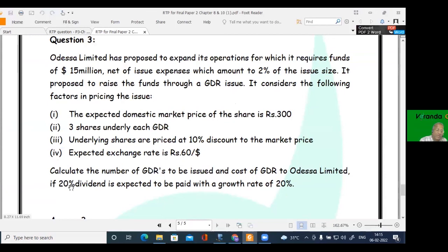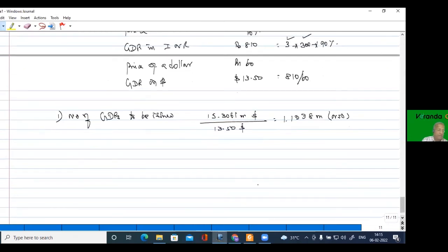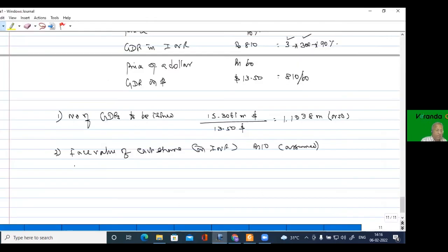The GDR, if 20% dividend is to be declared, right? So the base value of each share is not mentioned. Therefore, we will take the base value in INR as rupees 10. You said 20% dividend, because the rate of dividend is not on market price, it is on face value. So dividend rate 20%. Dividend per share or D1. They have not mentioned last year's dividend, so when dividend is mentioned, it will be counted as current year's dividend.